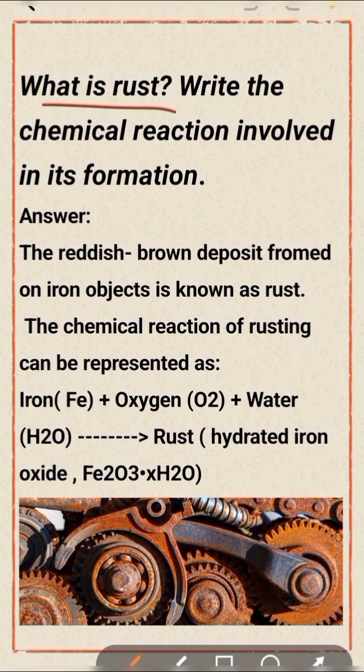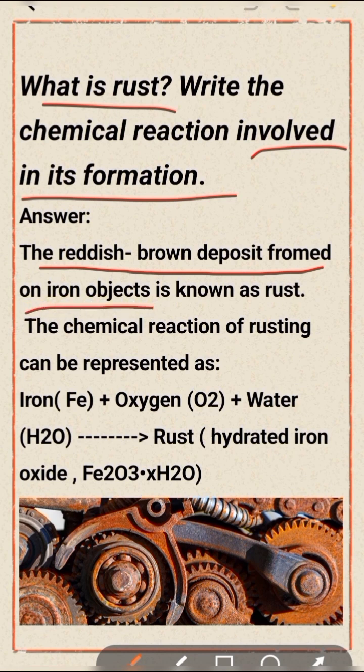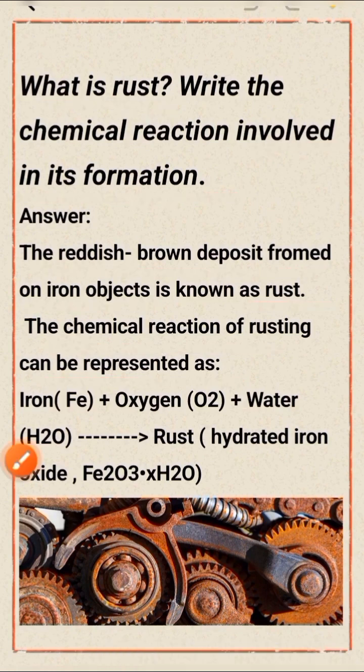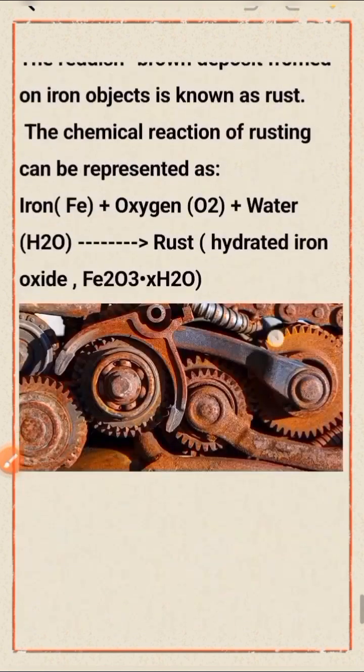What is rust? Write the chemical reaction involved in its formation. The reddish brown deposit found on iron objects is known as rust. The chemical reaction of rusting can be represented as iron, Fe, plus oxygen, O2, plus water, H2O, forms rust, that is hydrated iron oxide, Fe2O3·xH2O. X is a variable number: 1, 2, 3, 4, etc. Here is the picture example of rusting.